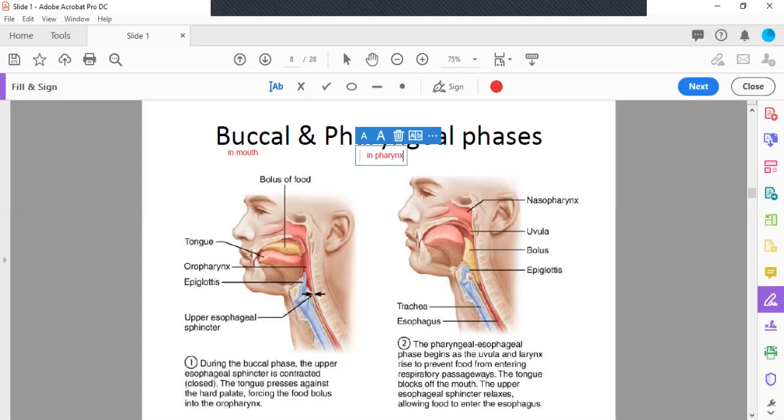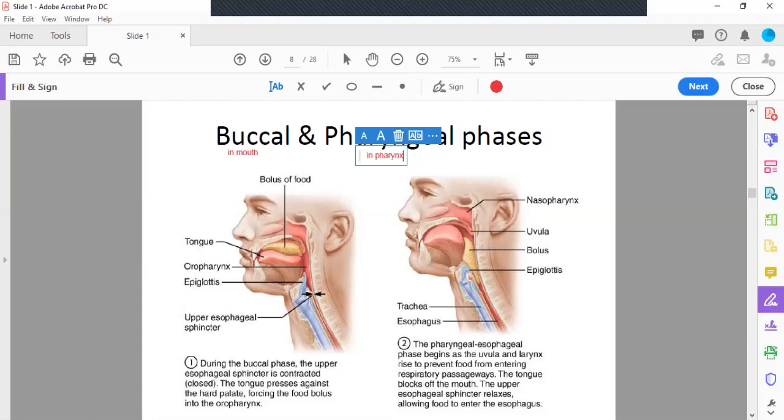So let's orient ourselves now. As you can see, we have the tongue, which is a muscle. We have the palate. We have talked about the palate. The palate separates the mouth and the nasal cavity. We have what's called the epiglottis and the oropharynx. The oropharynx is the region within the pharynx. And also there's the upper esophageal sphincter. This sphincter or muscle is in the esophagus.